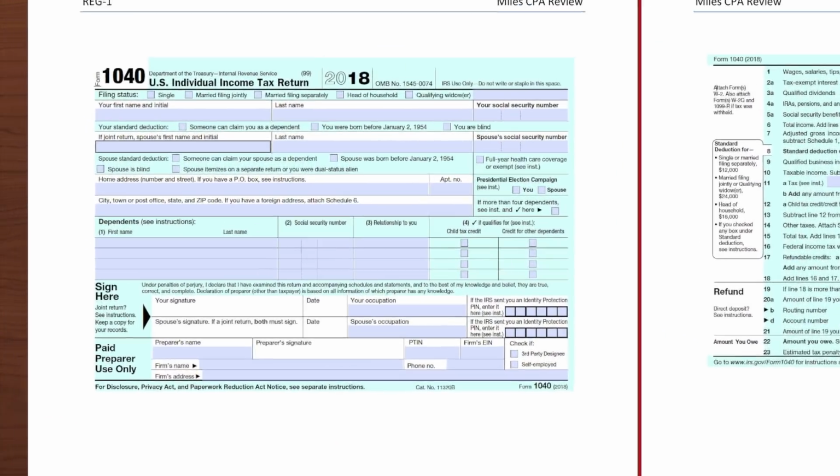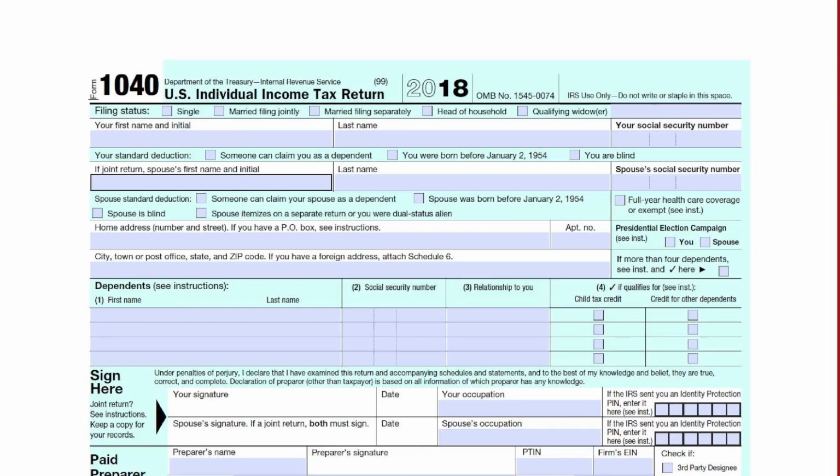On page 4 of Reg 1, we're looking at Form 1040. Now, this is the US individual income tax return. Now, we've got a box around filing status out here. So, if you look at the first filing status, it says single. So guys, that's the single status.